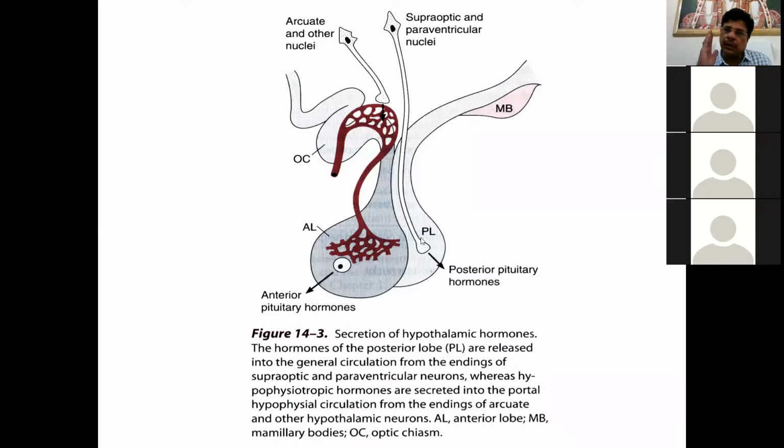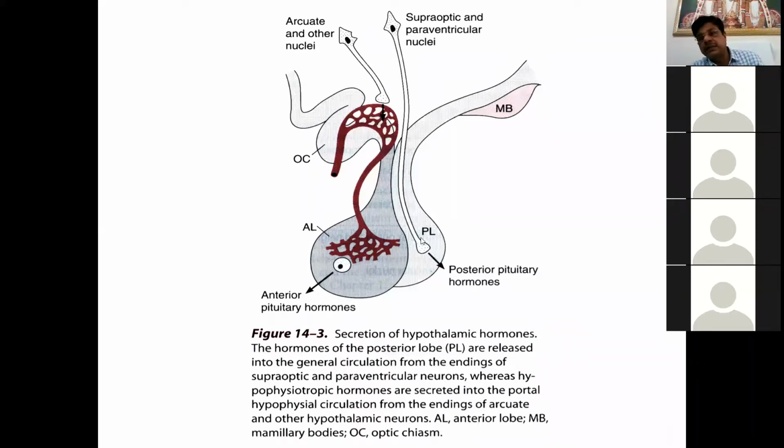There is one special technique which was invented called immunohistochemistry. Immunohistochemistry. All of you just say it once. Immunohistochemistry. So you are using special antibodies to stain cells. Fluorescent antibodies you are using to stain cells.